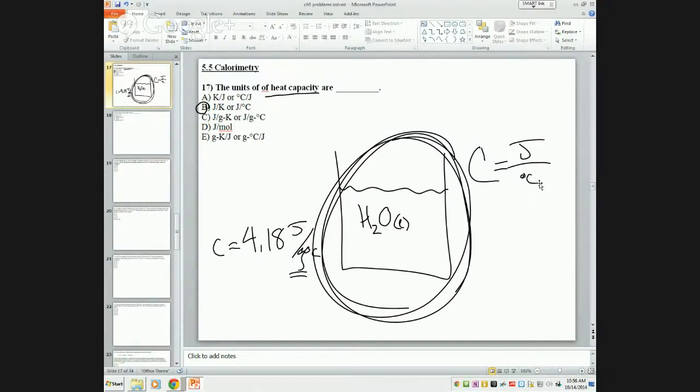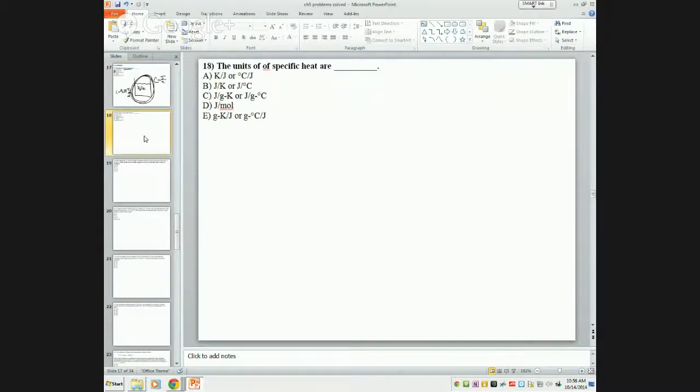Now the next problem is the same but different. This says specific heat of specific heat. Oh, Donnie, you messed up. Yep, all right, keep pointing it out. For this one, we talked about it in the last problem. It's joules per gram degree Celsius or gram Kelvin. So choice C would be the right answer.